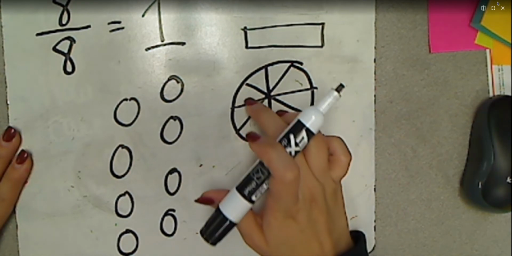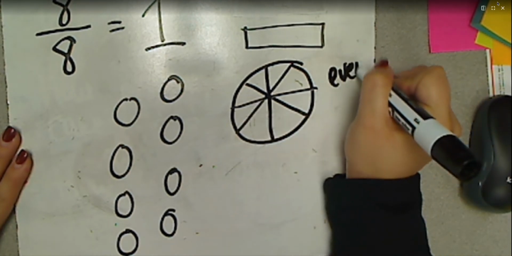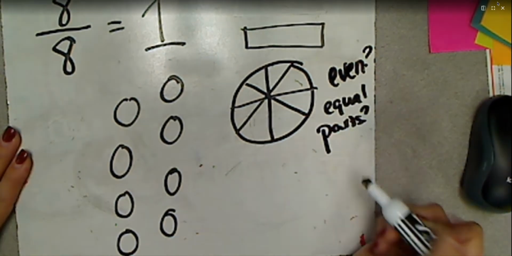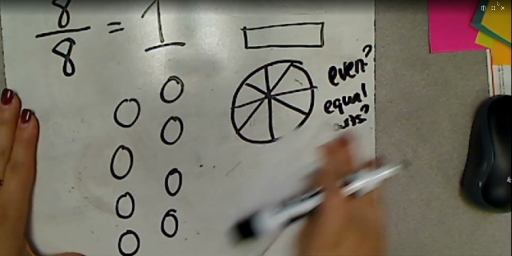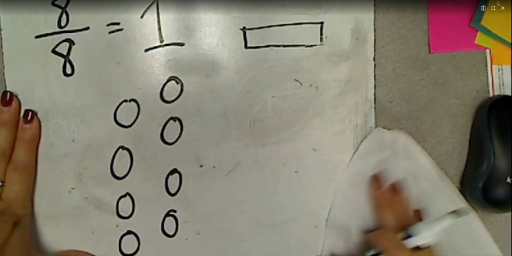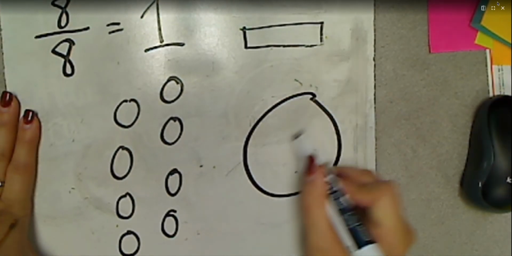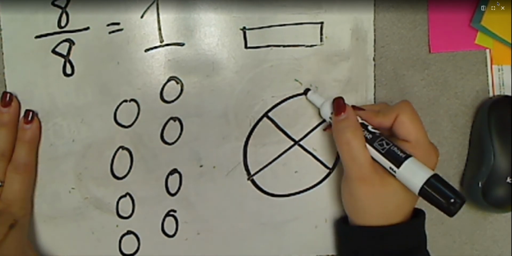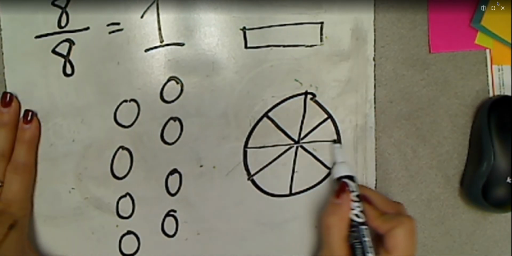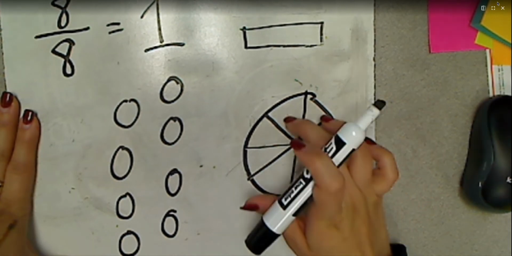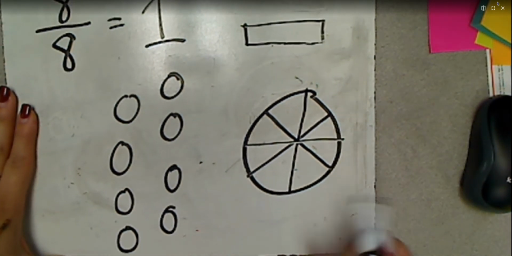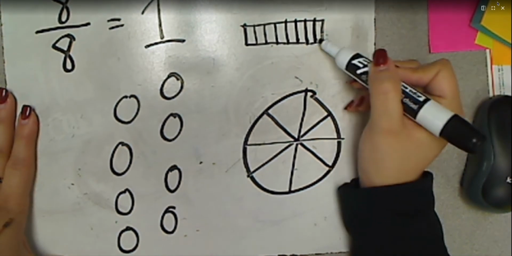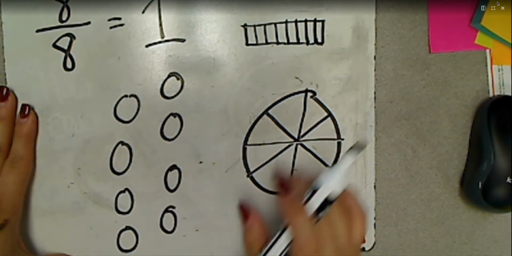The thing is, though, are these even? Are they equal parts? This one is not. So your fractions have to be equal parts. So I'm going to try that again as best as I can. Those look pretty even to me. And let's count the pieces. 1, 2, 3, 4, 5, 6, 7, 8. Awesome. So we have 8 pieces. 1, 2, 3, 4, 5, 6, 7, 8 pieces over here. So you just want to make sure they're pretty even in size.